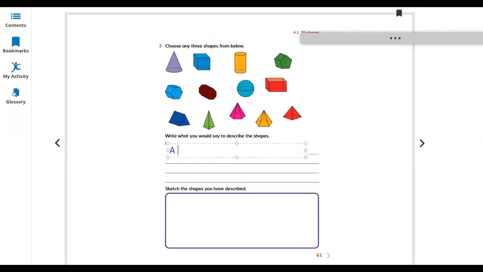A shape that has a curved surface, or you can say and a circular. A shape that has a curved surface and a circular face. Okay, after this, this one is about the cone.